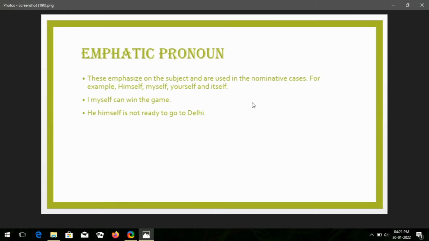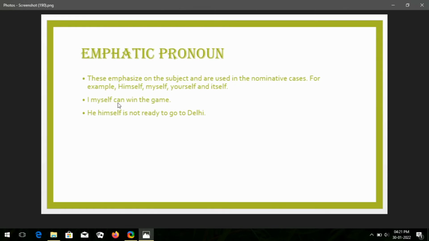Yes, and here, emphatic pronoun, what does it mean? Let's go through the passage. These emphasize the subject and are used in the nominative case. For example, himself, myself, yourself, and itself. So it's very easy to understand. Let's go to the examples.